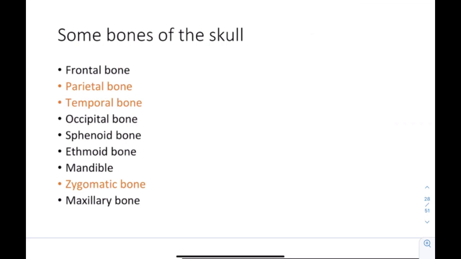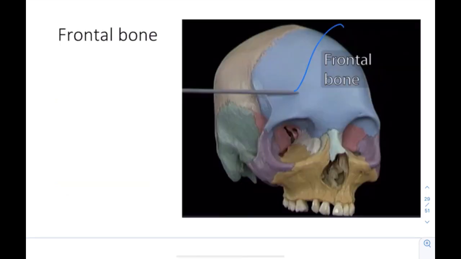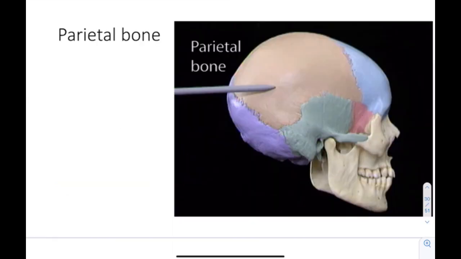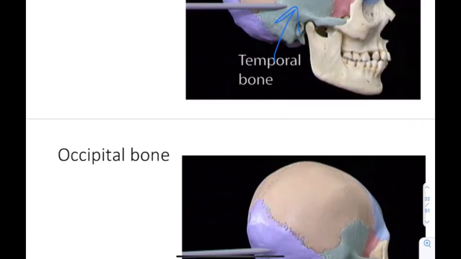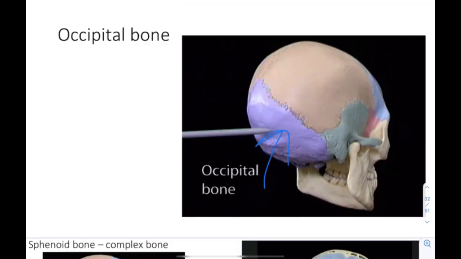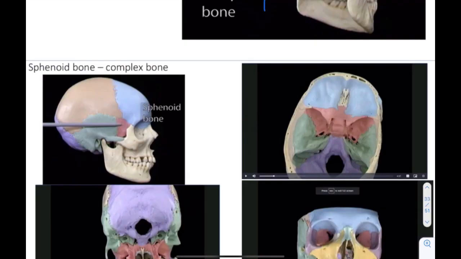So let's talk about some bones of the skull. We have the frontal bone, the parietal bone, the temporal bone, the occipital bone, the sphenoid bone, the ethmoid bone, the mandible, the zygomatic bone, the maxillary bone, and we'll talk about each in the upcoming slides. So over here we have the frontal bone, and we have the parietal bone, which is paired. It's a paired structure, that means there's two of it. We also have the temporal bone, which is also paired. The occipital bone, which is unpaired.